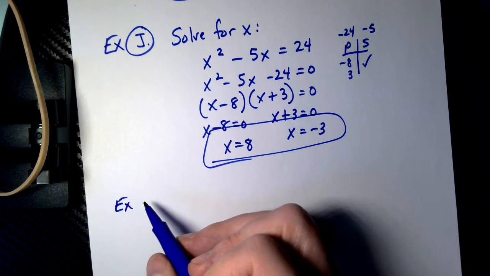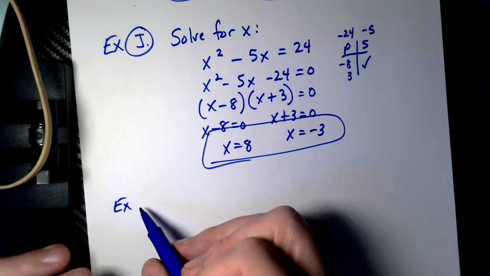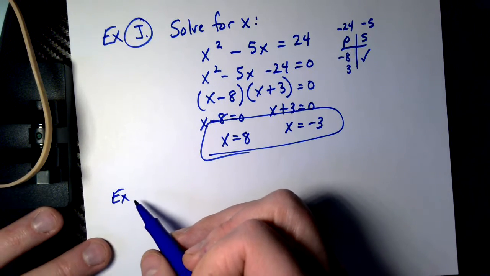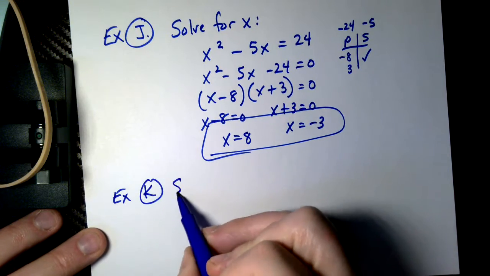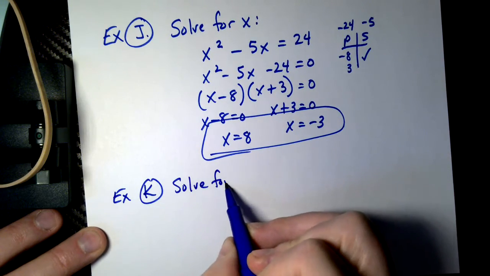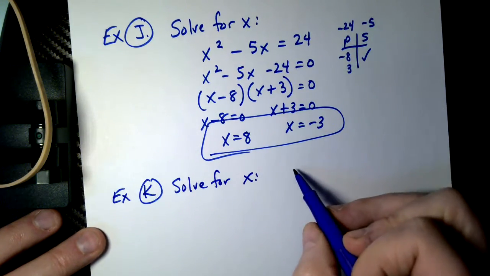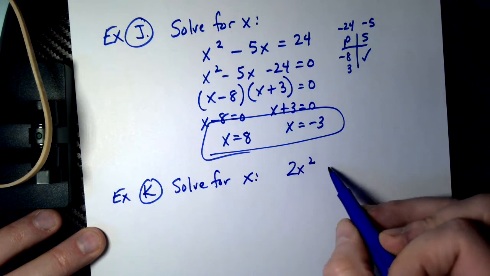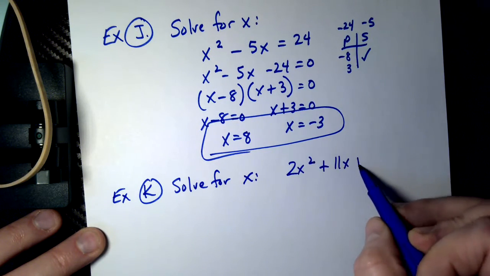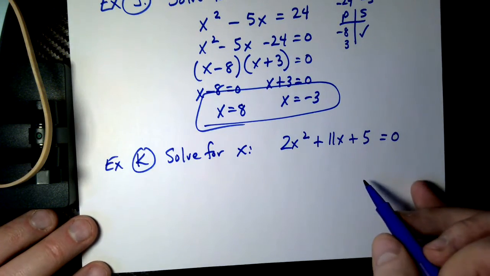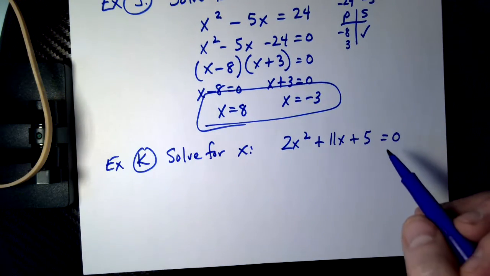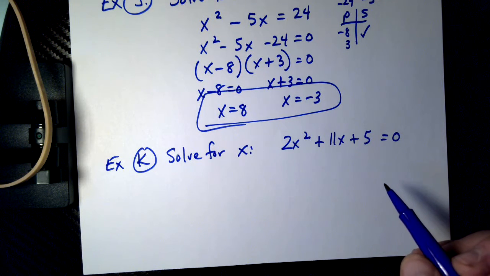All right, last example. Let's go example K. Solve for x. And I've got 2x squared plus 11x plus 5 equals 0. A little bit difficult. So if you're in class, I'll teach you another method.